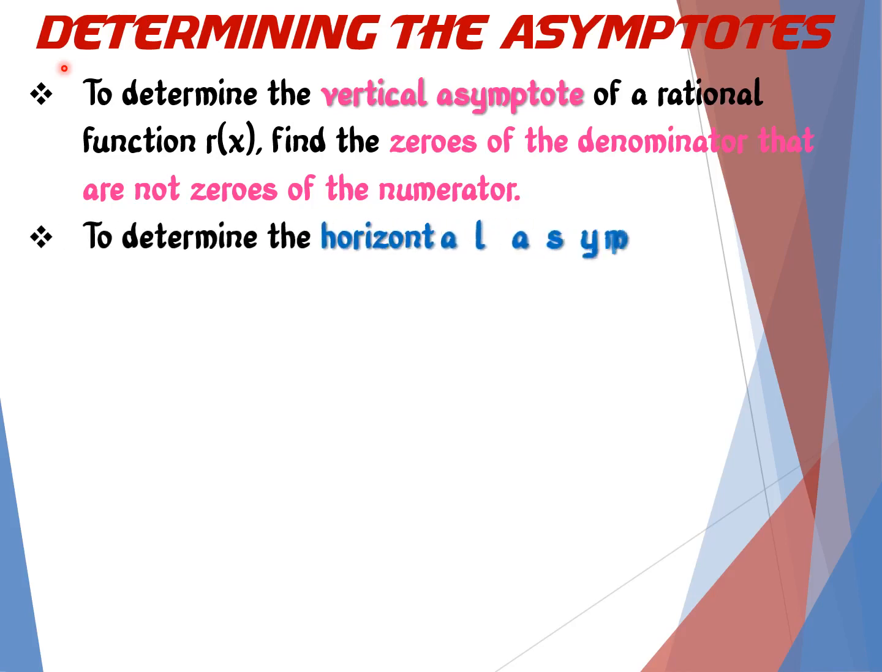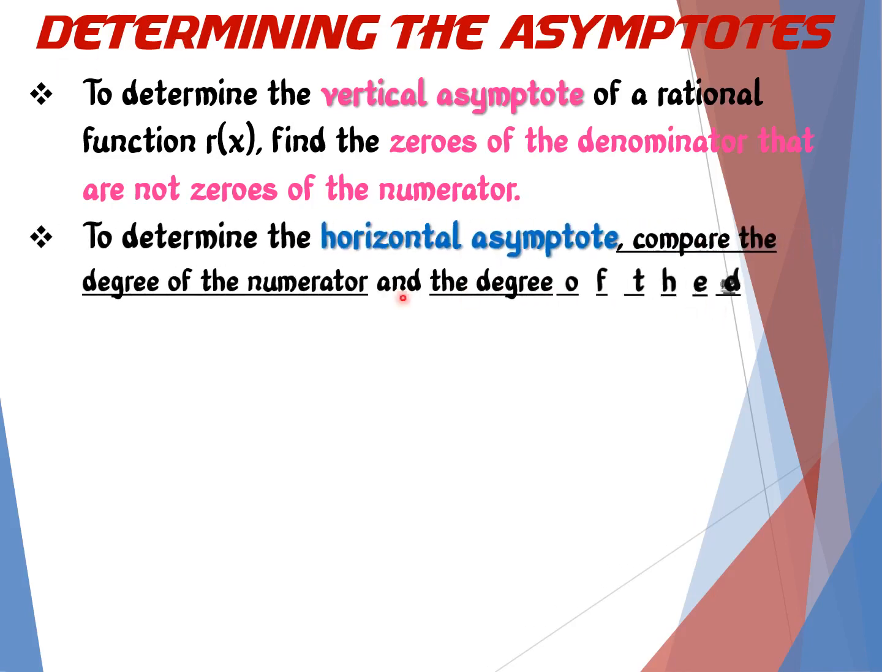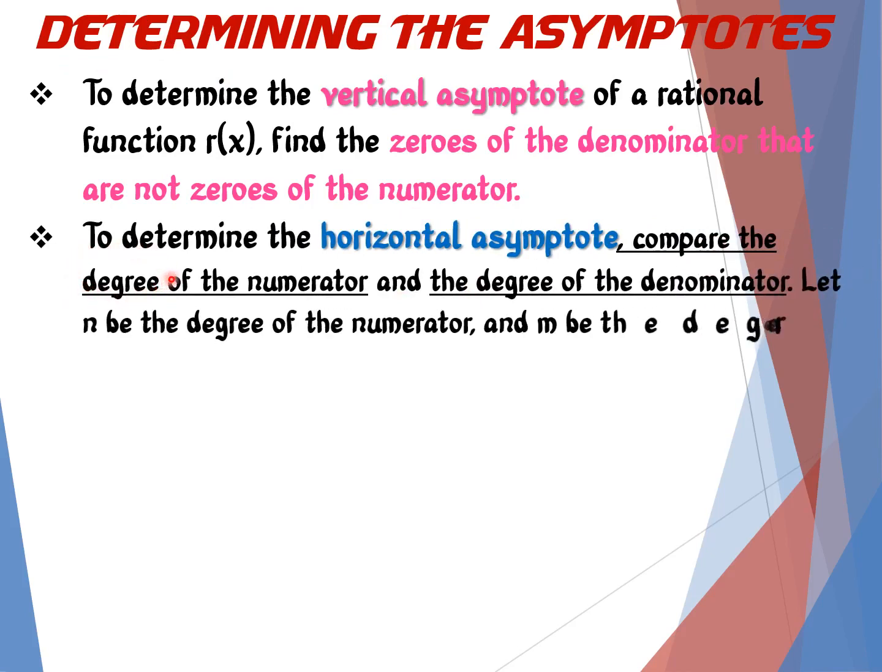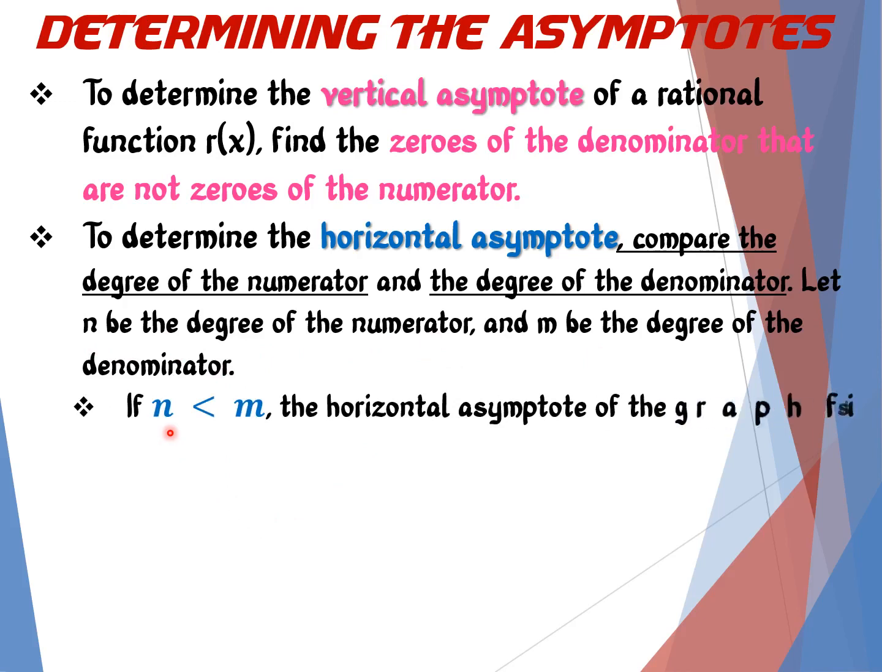Now, for the horizontal asymptote, you're going to compare the degree. When we're talking about the degree here, we refer to the exponent. So we're going to compare the exponent of the numerator and the denominator, and we will represent the degree of the numerator by n and the degree of the denominator by m. Now, if the exponent of the numerator is less than the degree of the denominator, then the horizontal asymptote is the line y is equal to 0.